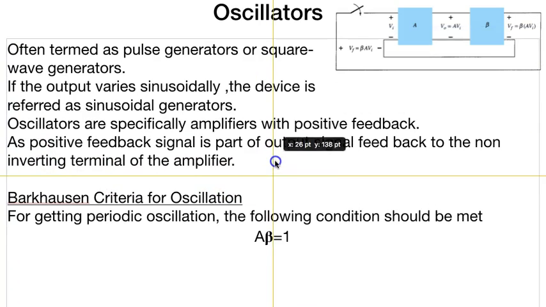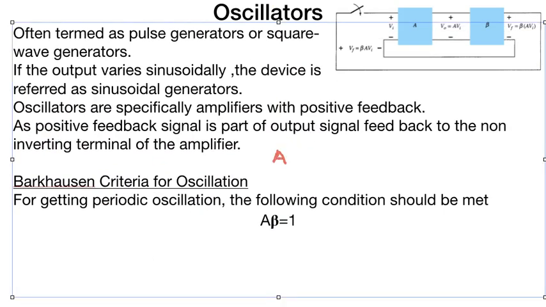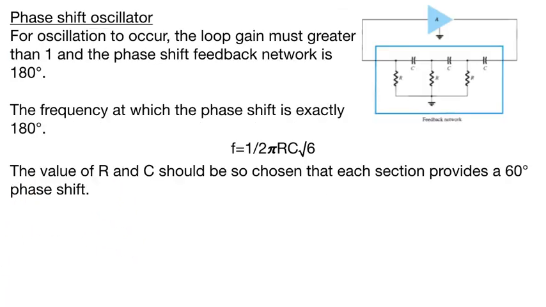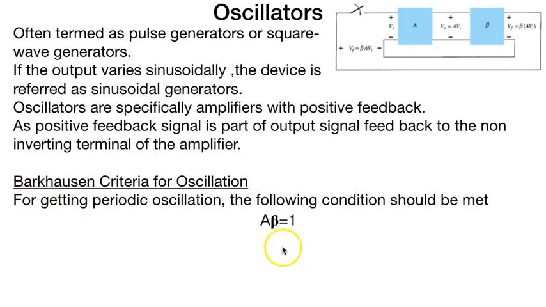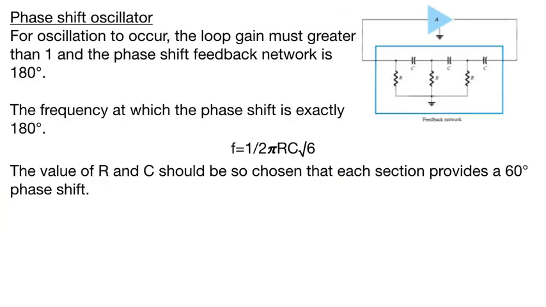The gain with feedback is A upon 1 minus A beta. For periodic oscillation we keep in mind that A beta equals 1. That's known as the Barkhausen criteria. So we can calculate the gain if we know the beta. The gain can be easily calculated, which equals 1 over beta.